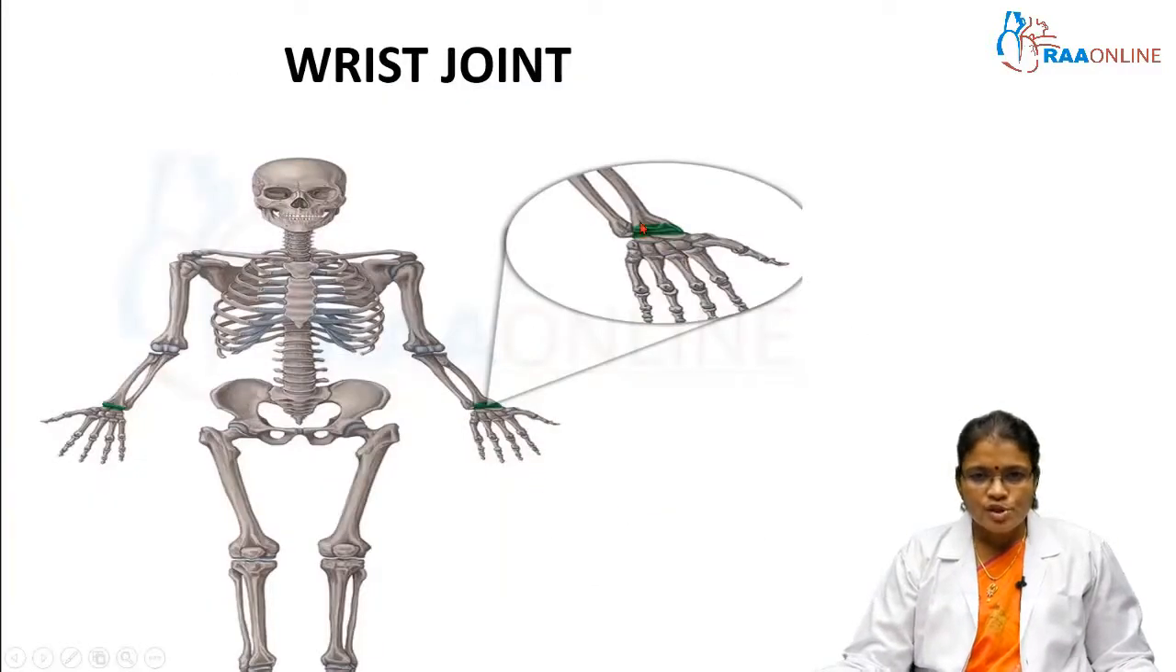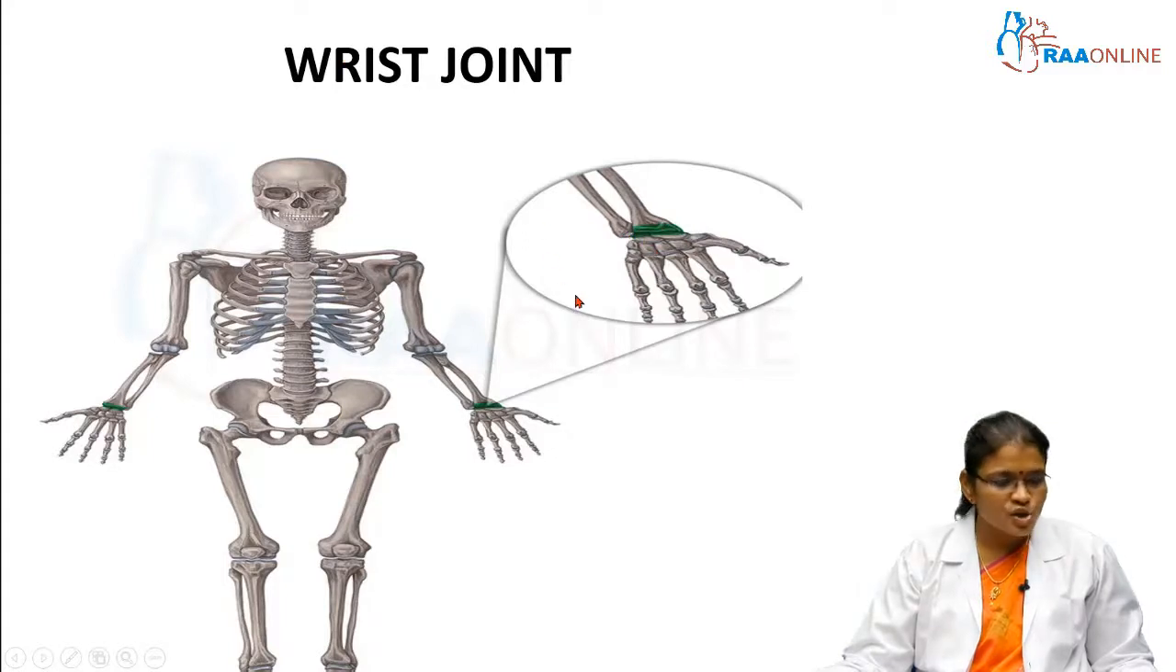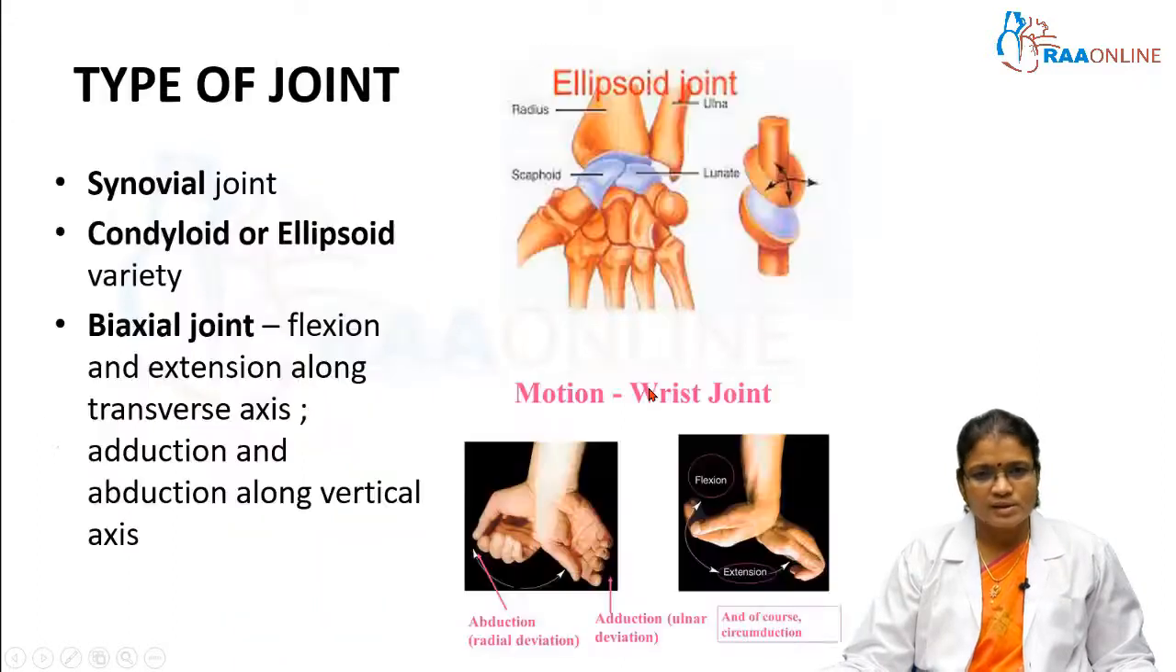This is the wrist joint. See this entire skeleton. The wrist joint is the link between the forearm and the hand. You can see this green shaded structure between the radius and the proximal row of carpal bones. This is the wrist joint. I will tell you what bones are involved and what the articular ends are.